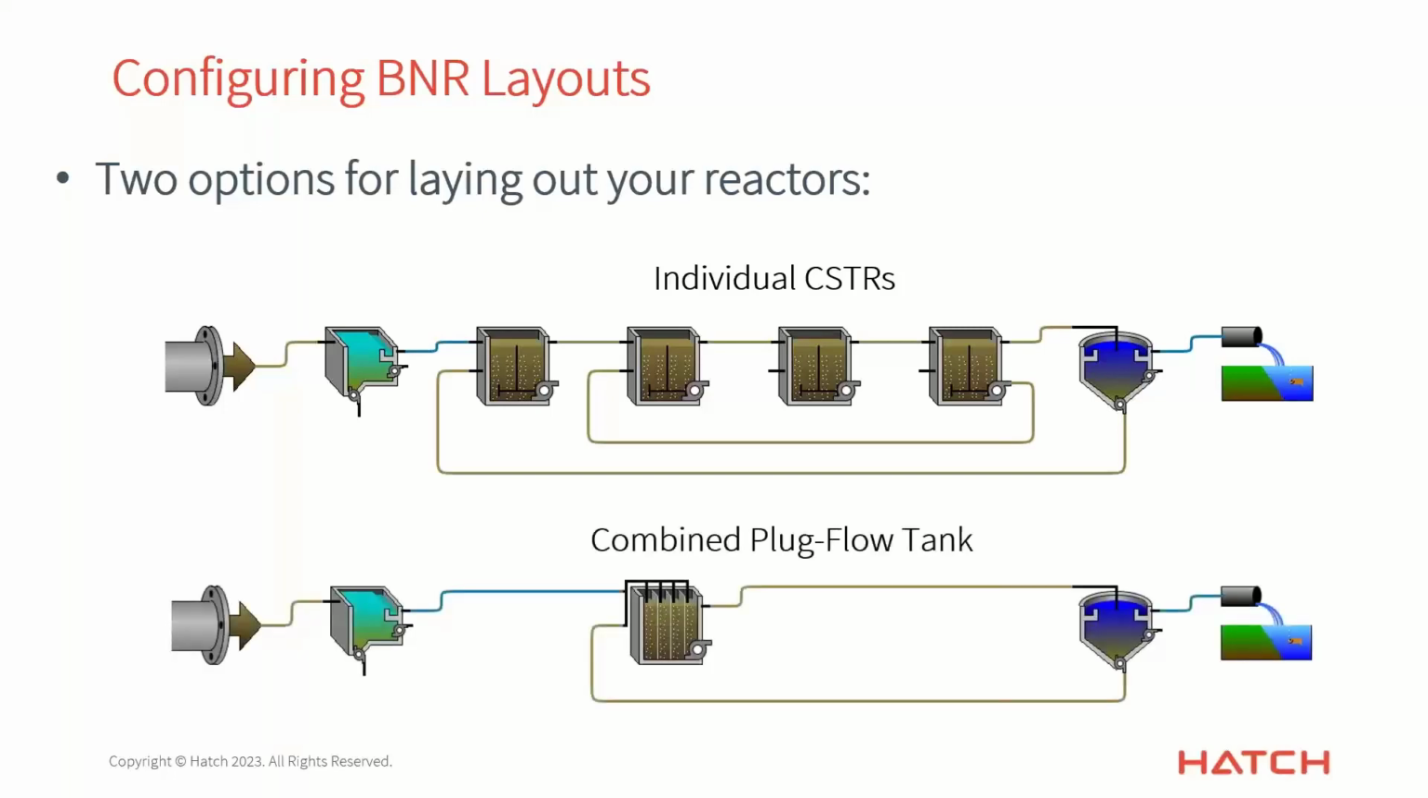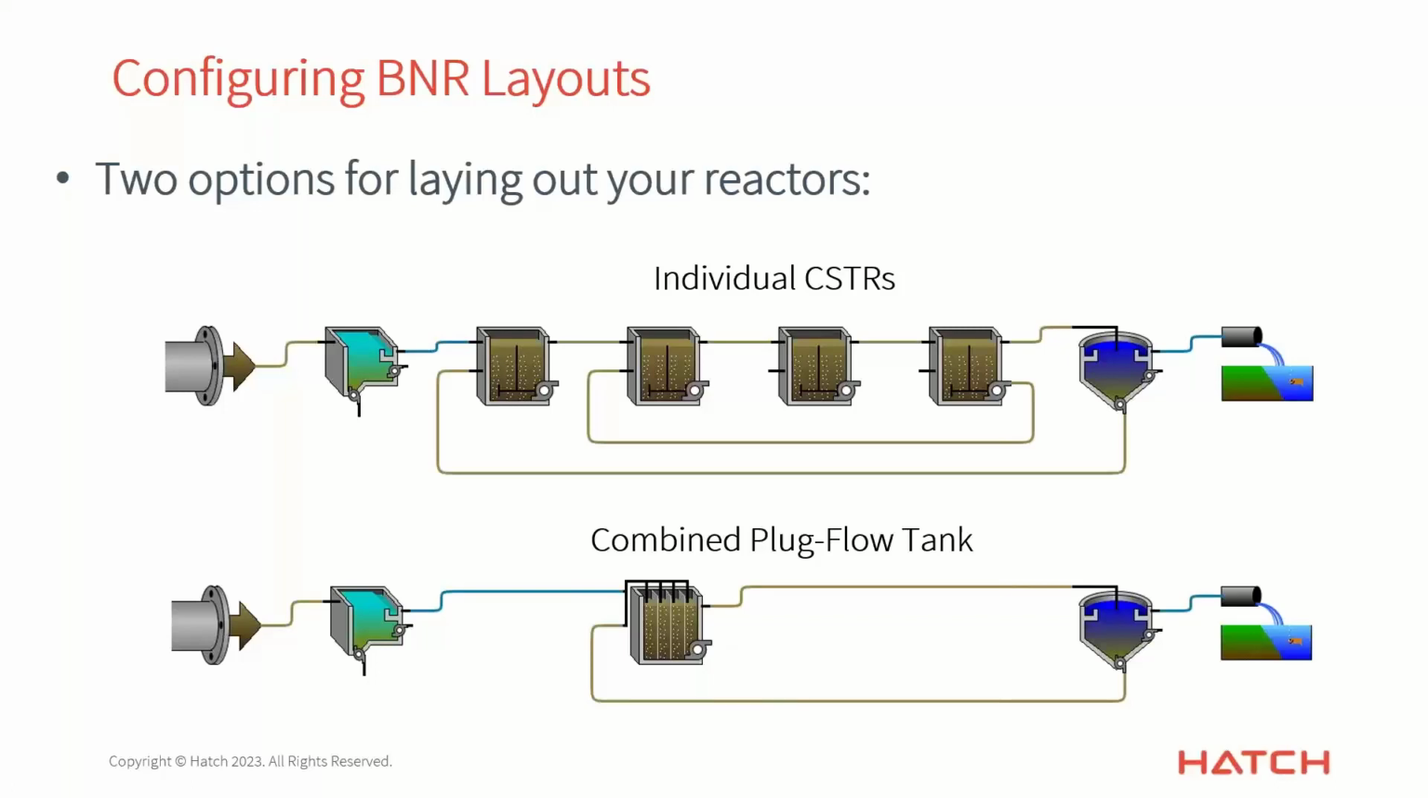The other way to do it is to use a single plug flow tank. In that case, the plug flow tank represents a number of CSTRs in series, and you can set them to be any number that you like. So these are two completely equivalent ways of doing it. It's really just about how it looks in terms of the information that you're going to display and the way that you're going to tell GPSX how to set things up. Underneath, it's exactly the same model.